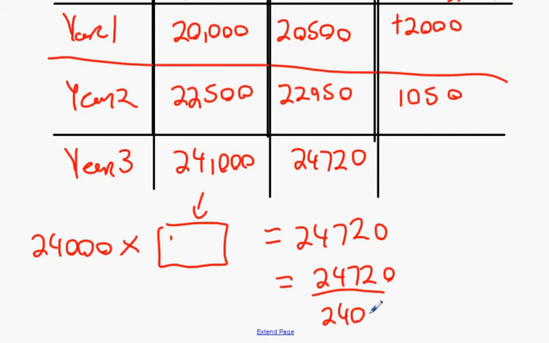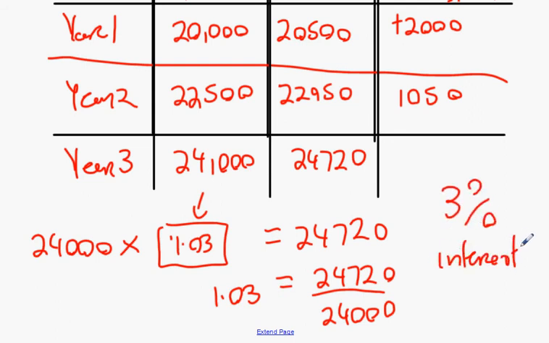So 24,720 divided by 24,000. Anybody got it? So 1.03 is what that number would be. The number in question is 1.03. And what does 1.03 mean? 3% interest. So look, you can see they're actually not that bad. Okay.